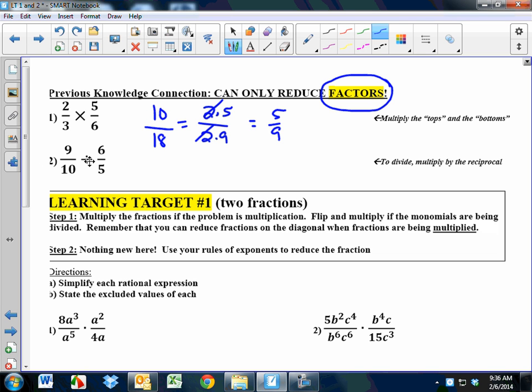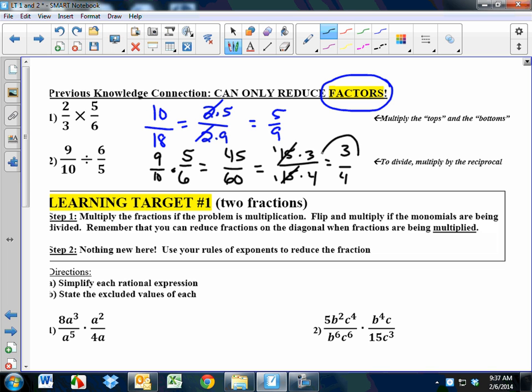The second example of previous knowledge, how do you divide fractions? Well, you take the first fraction, 9 over 10, and you multiply it by the reciprocal of 6 over 5, so you multiply it by 5 over 6. Multiply the tops again, so we get 45. Multiply the bottoms, 10 times 6, and we get 60. And that reduces because 45 is 15 times 3, and 60 is 15 times 4. So the factor 15 reduces to 1 over 1. And the final answer, 1 times 3, 3 in the top, 1 times 4, 4 in the bottom.